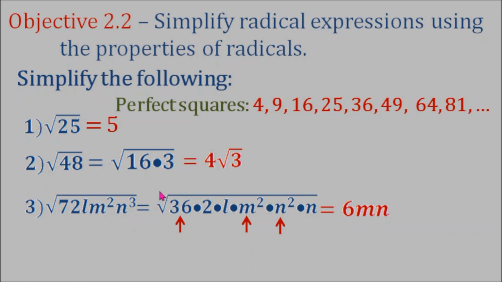So when you say square root, so the index is 2. So 2 divided by 2 is 1. So the exponent of m is 1. And also square root of n squared is just n. And 2, l, and n stay under the square root sign. So this is our answer, 6mn square root of 2ln.